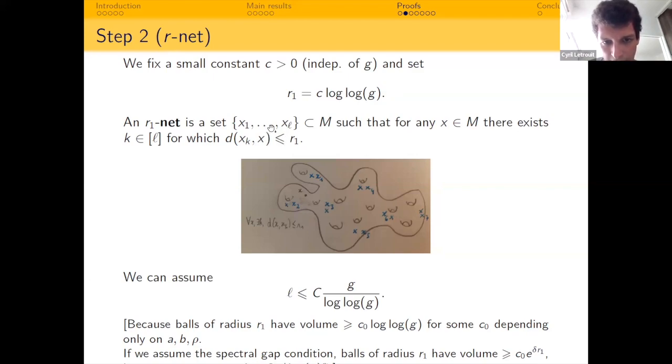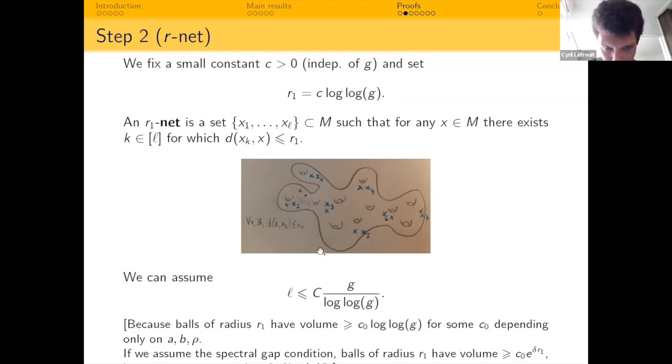So the xi's are points which are well distributed in your surface, in the sense that no region of size or diameter R1 contains no point xi. Every region contains a point. So, for example, this point x is not too far from x2 and x3.